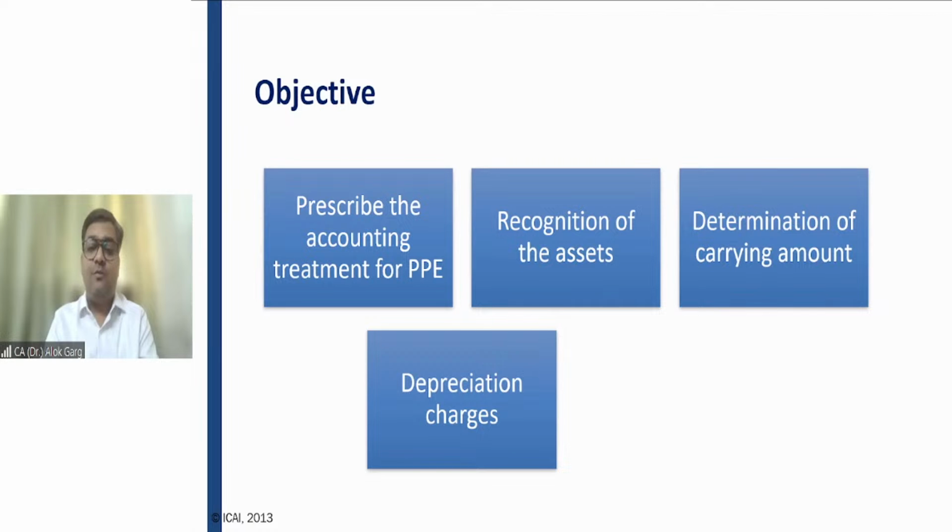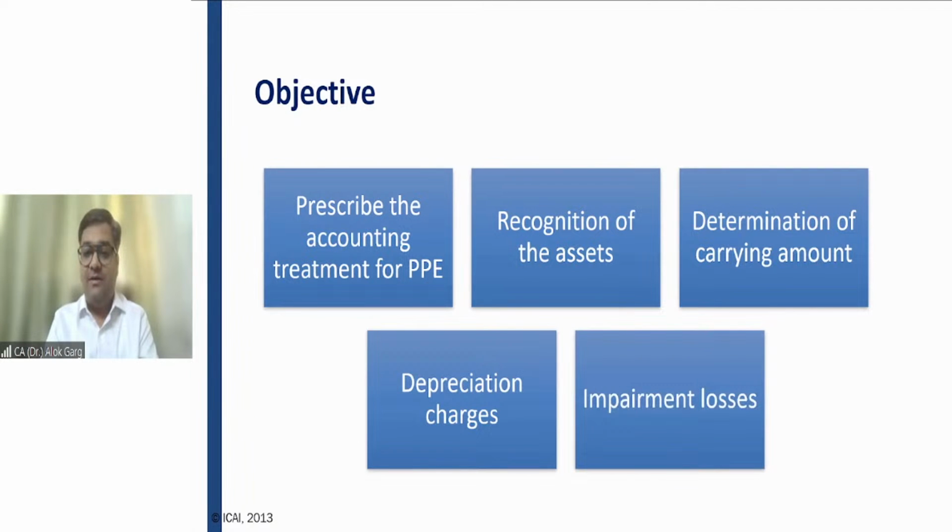So this standard also provides guidance about depreciation, what is meant by depreciation, what could be the method of depreciation, right? So how this depreciation is going to be charged, this standard talks about that thing also.